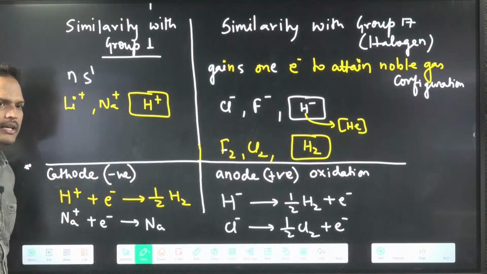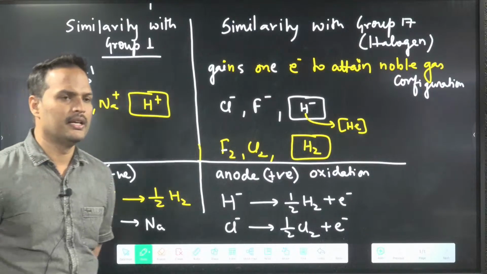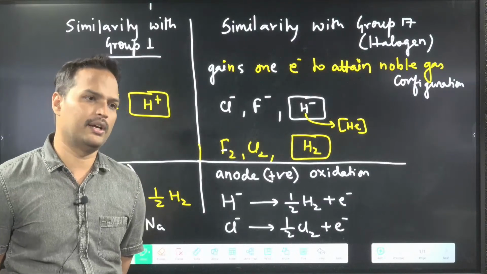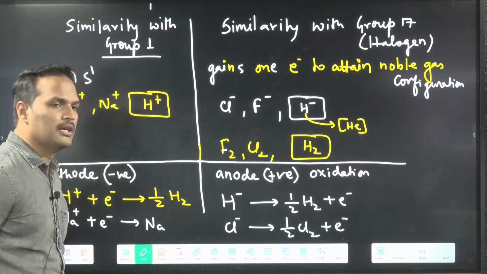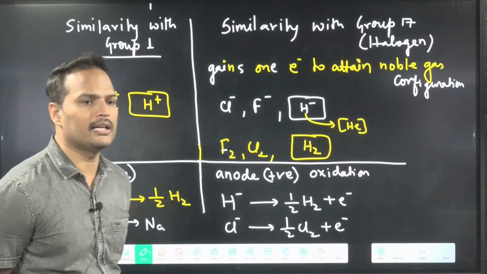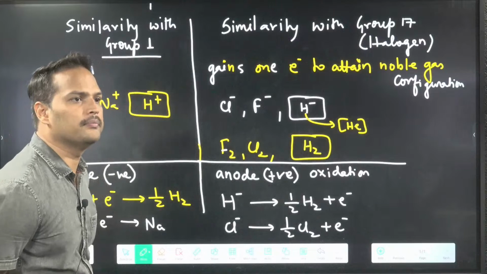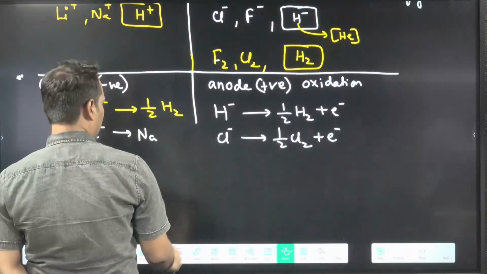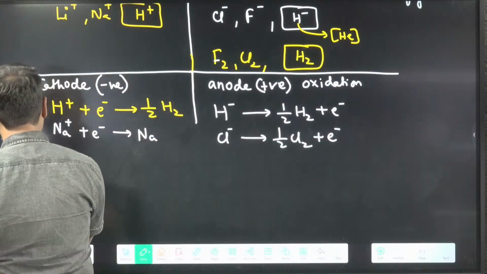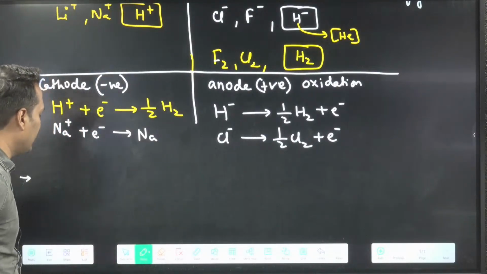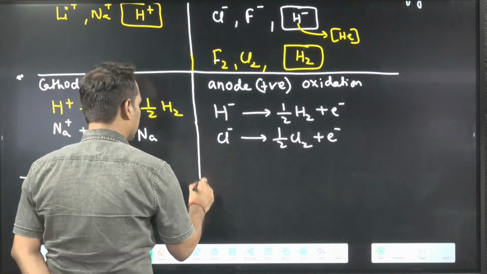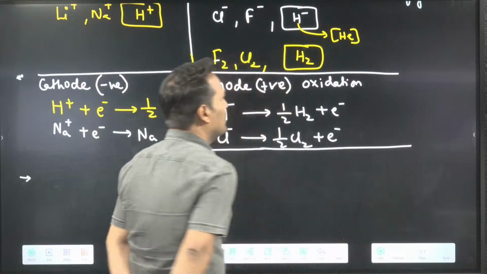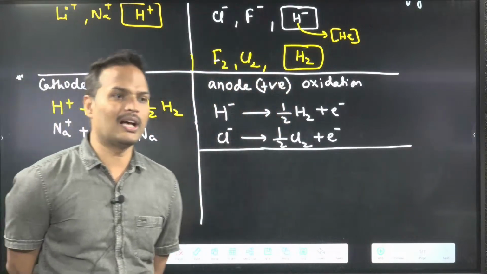So keep this in mind, H plus is there and H minus is there. H minus, if you take, oxidation will happen at anode and you will get hydrogen gas. If you take H plus, reduction will happen at cathode and you will get hydrogen gas. Is it clear? So done. Simple basic things, nothing very difficult. Acha, now what they are saying is ionization energy. For ionization energy, there is one similarity with group 17 and one dissimilarity also.